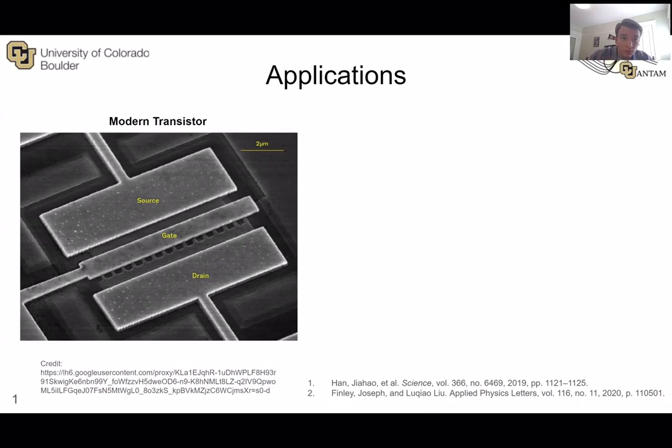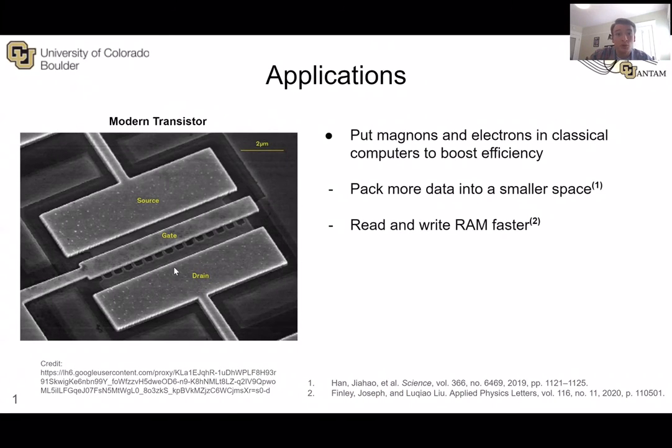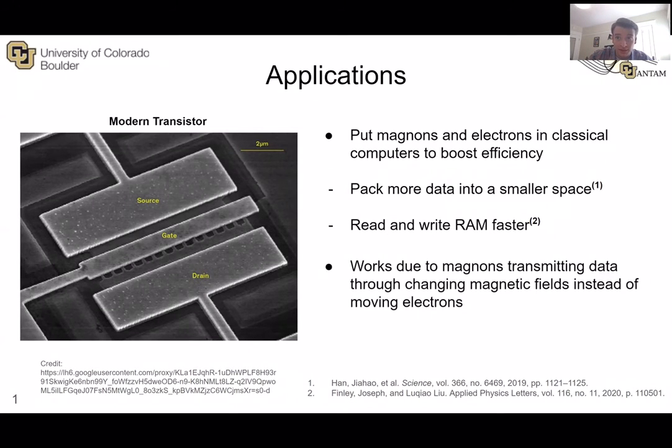However, if we're able to combine magnons and electrons in this modern-day chip, it will greatly boost its efficiency. It will allow us to pack more data into smaller space and read and write RAM much faster. And the way this works is that, as mentioned, electrons need paths to flow through in order to transmit data, whereas magnons transmit data through changing magnetic fields. So all the space these paths take up can be filled in with magnons, greatly increasing the data density of the chip and thus making it more efficient.